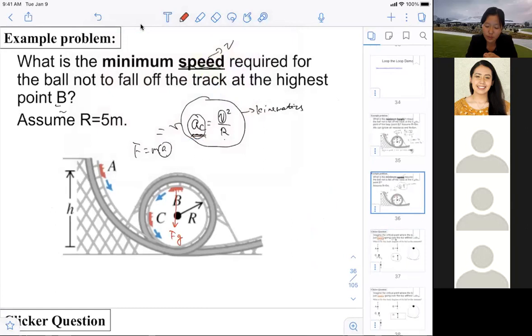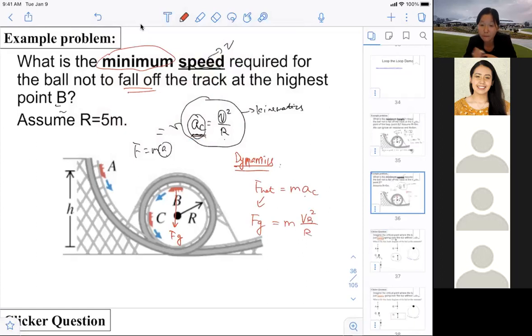Okay, so let's set up Newton's second law. For this part of the problem, I'm using a dynamics approach, applying Newton's second law on the object, F equals ma. And the net force is gravity only, because I'm looking at a critical point, right? So for minimum speed, when it's barely making it over, you have only gravity. And you have m, and you have acceleration. The centripetal acceleration is v squared over r. v is the speed at point B, and that's the minimum speed you are looking for.